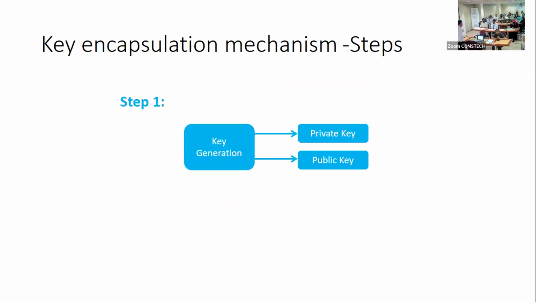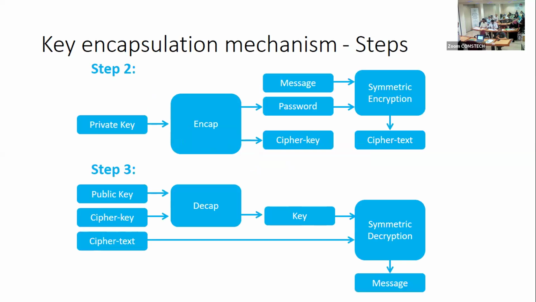Everybody understood DSA and PKE? Okay. So now this is a little bit more difficult, but not very difficult. Again, step one, keygen, public and private key. Then in the second step, we have two parts, encap and decap, encapsulation and decapsulation. What I do is take my private key and a random number, and then I encapsulate. So I get a cipher key. That random number is my key.